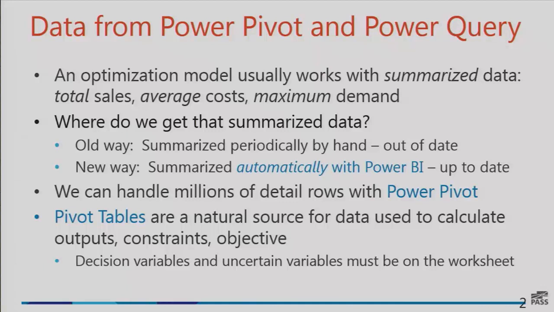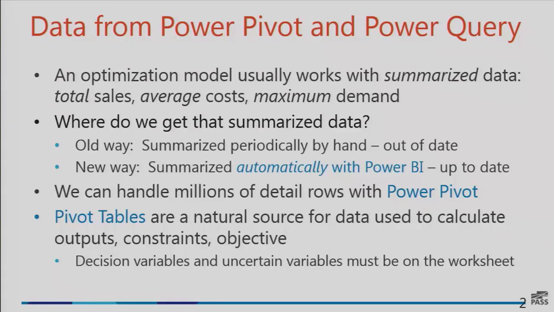And in the past, people would get these numbers from some source, and then they would copy them into the spreadsheet, and start emailing that spreadsheet around, and so on and so on. Nowadays, we can do that automatically using Power BI or using Power Pivot, taking the data directly out of a database and having it automatically summarized, typically in a pivot table, and then use that in an optimization model.